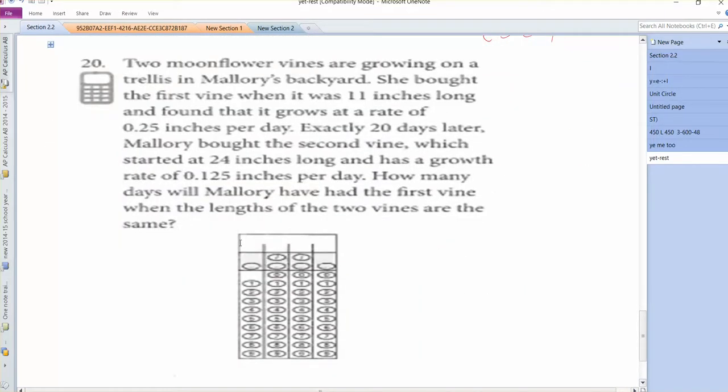So let's read through this one. 2 moonflower vines are growing on a trellis in Mallory's backyard. She bought the first vine when it was 11 inches long and found it grows at a rate of 0.25 inches per day. By the way, that's going to be a slope.